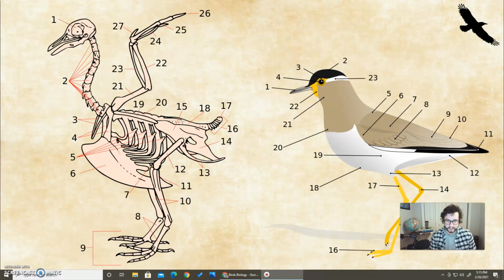Because they don't use fingers, their wings have fused these finger bones here at 25 and number 26. You can also see that the previous tail that existed in the dinosaurs has now shortened into what you see here in 16 and 17.